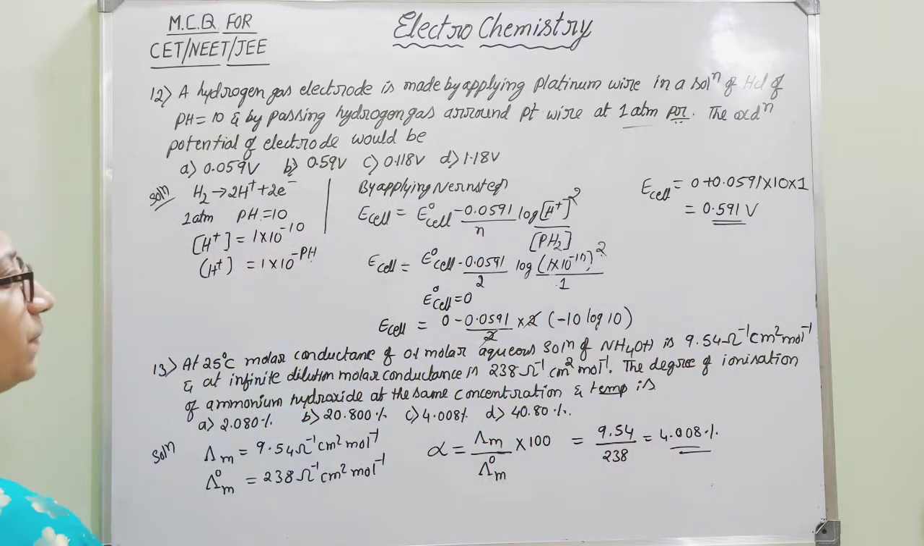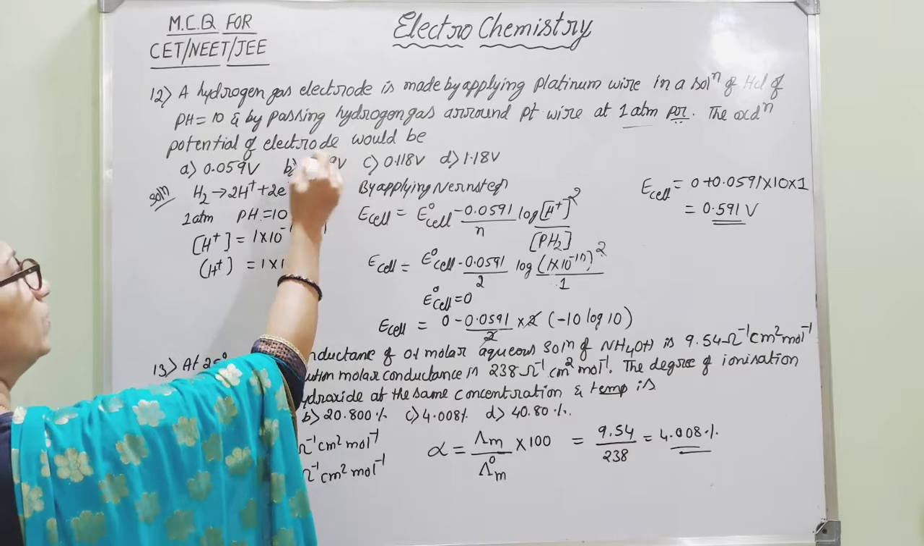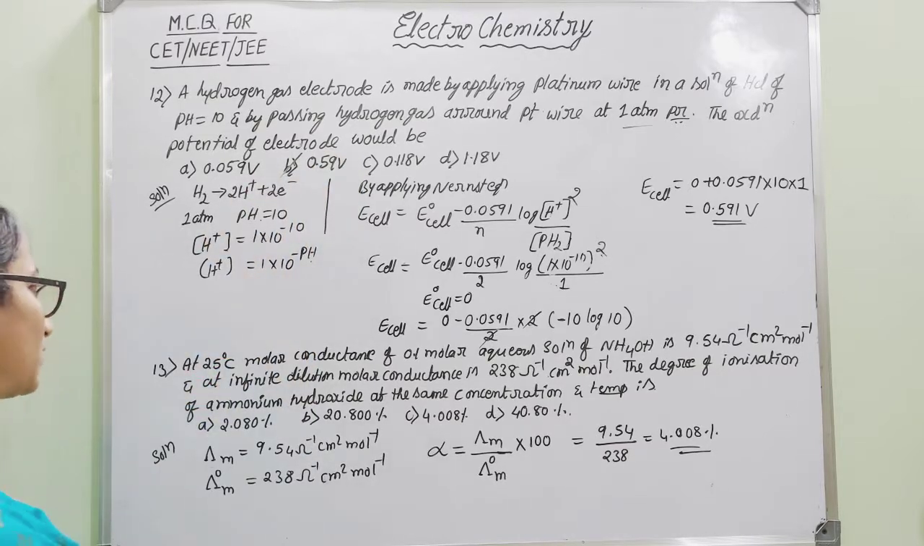Therefore, which is that right option? 0.59 volts is the right option. Next question.